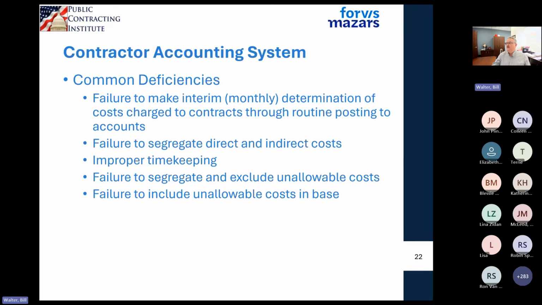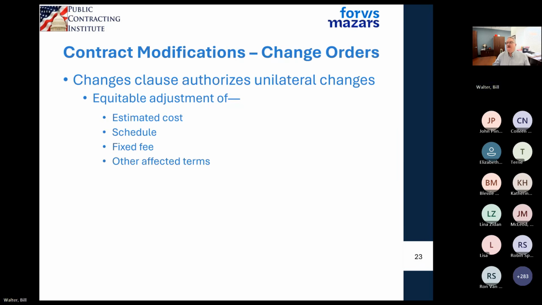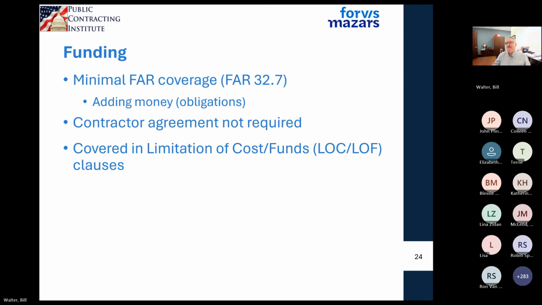Okay. If you do have modifications to a cost plus contract, if it's an authorized unilateral change, the government can give you an increase in your estimated cost that's associated with the contract. They can give you more time on your schedule. They can give you additional fee because they've added scope to the contract. And they can change other terms and conditions in the contract.